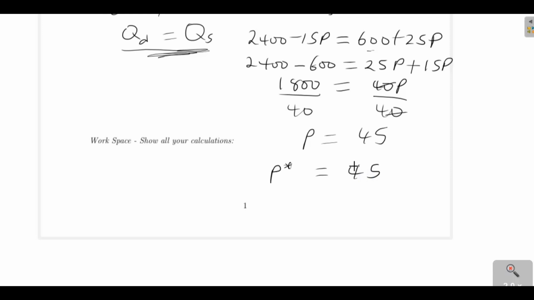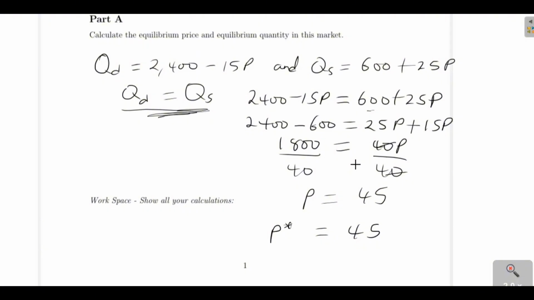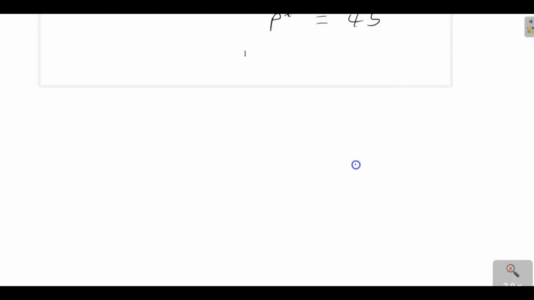Now the question says we should find the equilibrium price and the equilibrium quantity in this market. So now that we know the equilibrium price, the only thing we need to do is to substitute the value of P, which is equal to 45, in any of the two functions we have. We can put it in the quantity demanded function, or we can put it in the quantity supplied function. So I'm going to go ahead and put the value of P into the quantity supplied function.